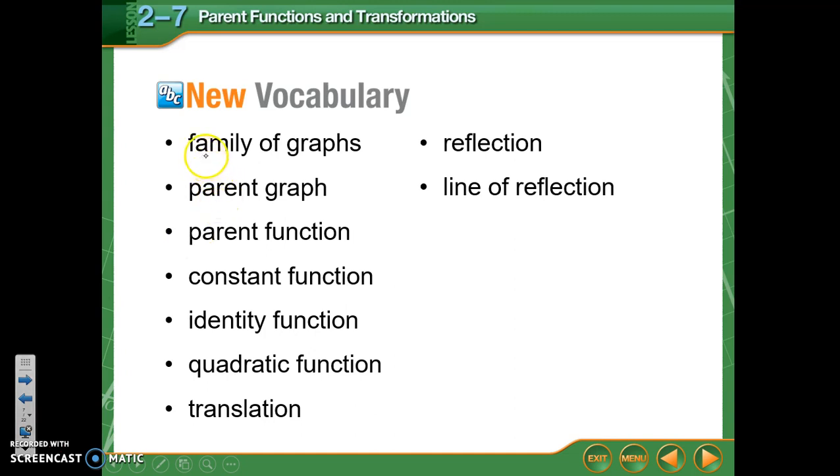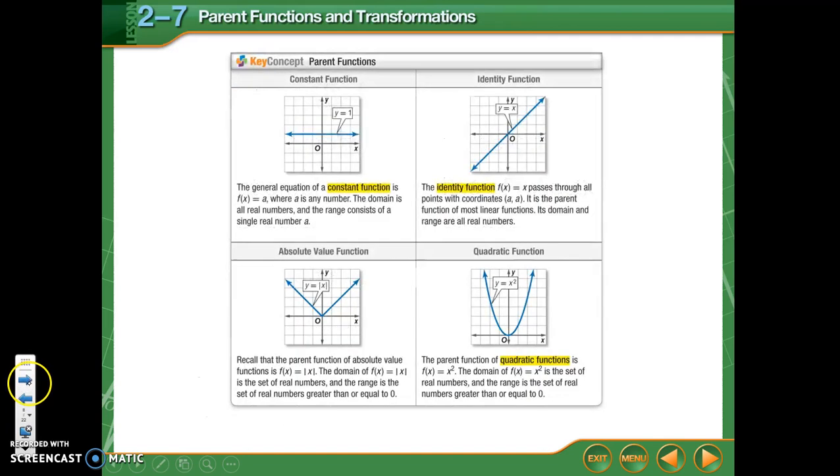We are going to talk about families of graphs, parent functions, and then we have specific kinds of functions we're going to talk about: the constant function, the identity function, the quadratic function. We will talk a little bit about absolute value functions, which we talked about in our last section, translations, reflections, lines of reflection, and dilations, which are like stretching. So just a few functions to remind ourselves about.